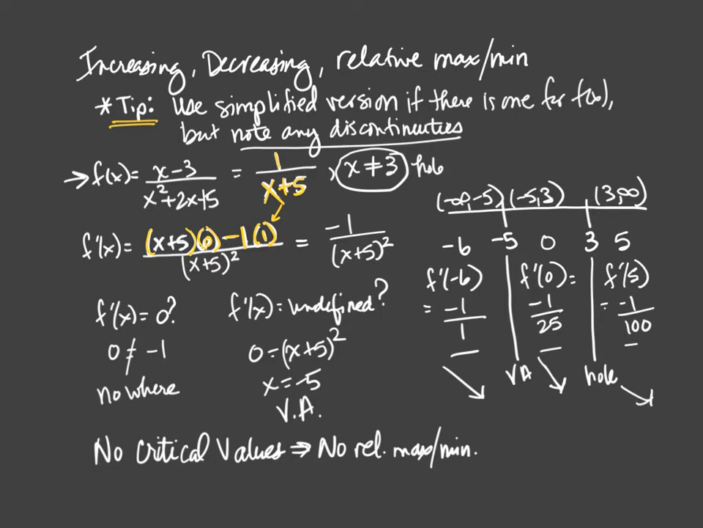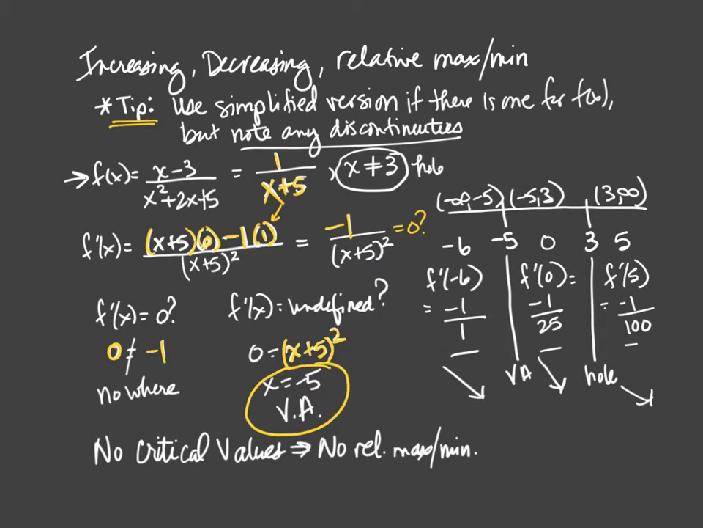So I want to know if there are any critical values of this function. So I first ask, all right, where is the derivative equal to 0? And again, the derivative is equal to 0 when the numerator is equal to 0, because it's a fraction, right? This function is equal to 0 when its numerator is, but its numerator cannot ever be 0, so it's 0 nowhere. However, do we have anywhere where it's undefined? So that would be where the denominator is equal to 0. Well, this would be equal to 0 if x is equal to negative 5, but that's our vertical asymptote.